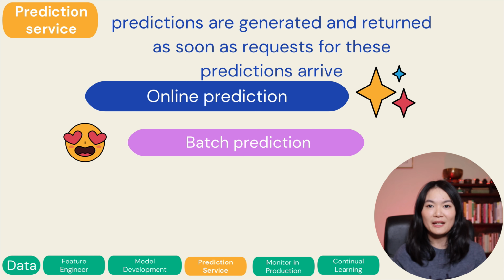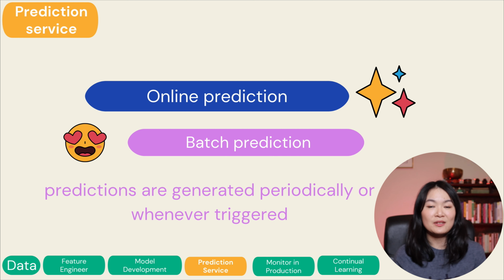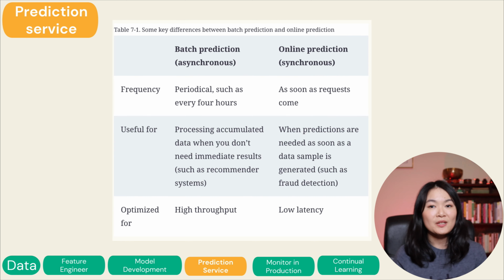Online prediction is when predictions are generated and returned as soon as requests for those predictions arrive. Batch prediction is when predictions are generated periodically or whenever triggered. A problem with online prediction is that your model might take too long to generate predictions. Batch prediction is good for when you want to generate a lot of predictions and you don't need the results immediately. The problem with batch prediction is that it makes your model less responsive to users' changing preferences. And also, with batch prediction, you need to know what requests to generate predictions for in advance.